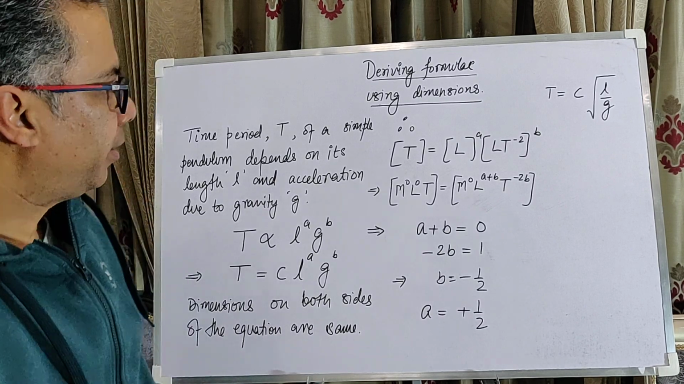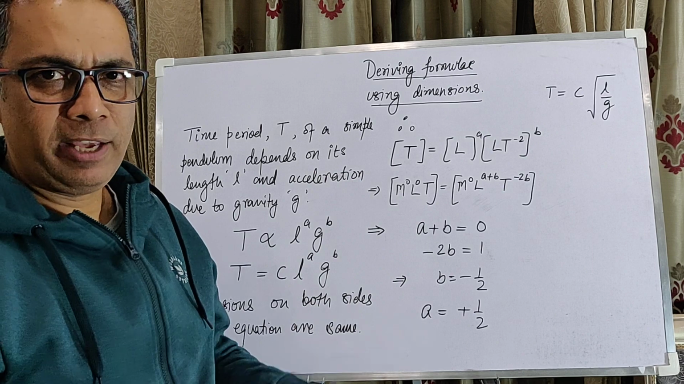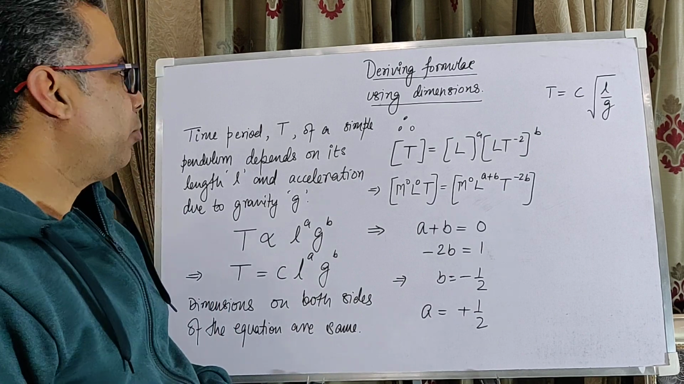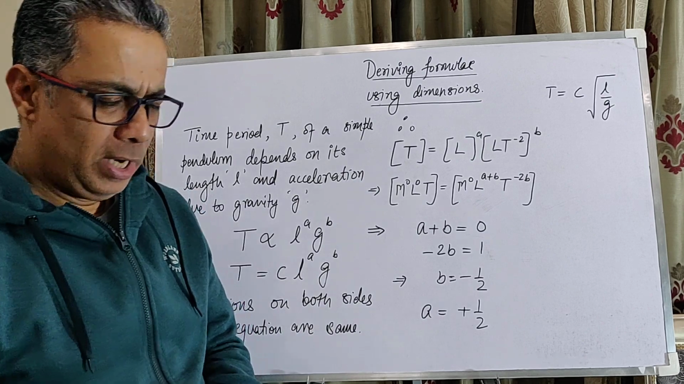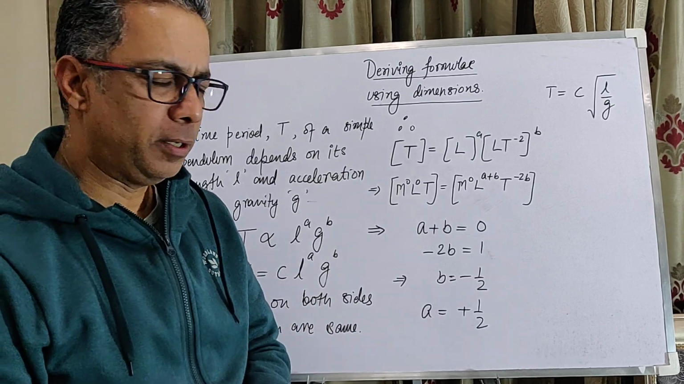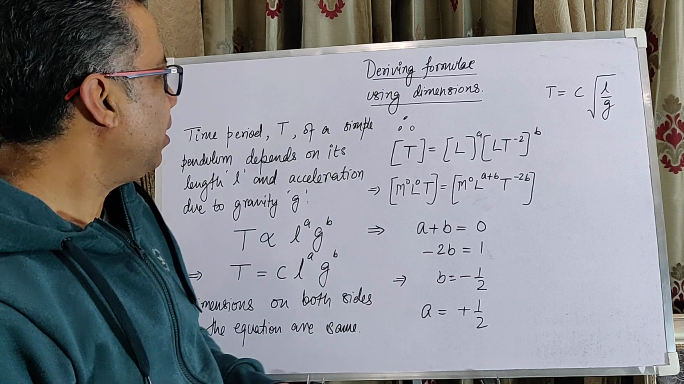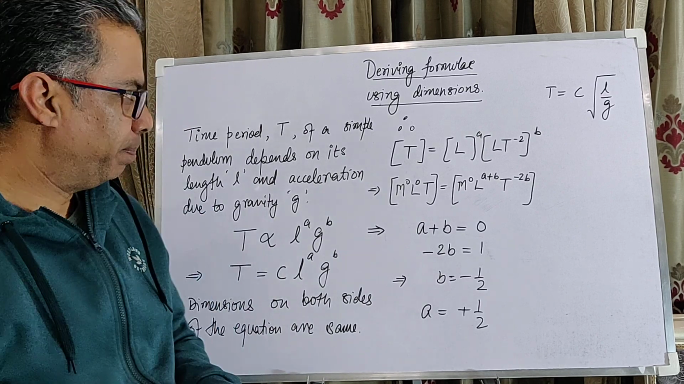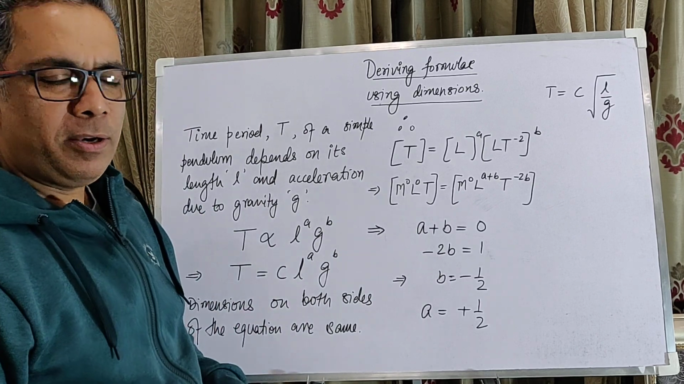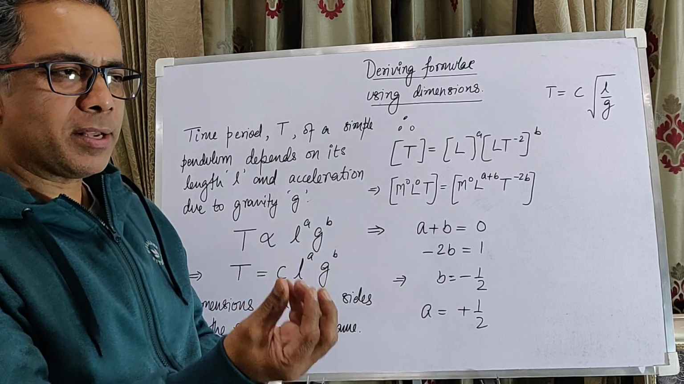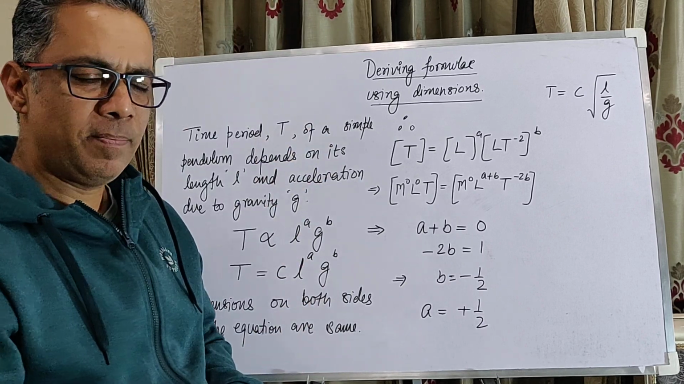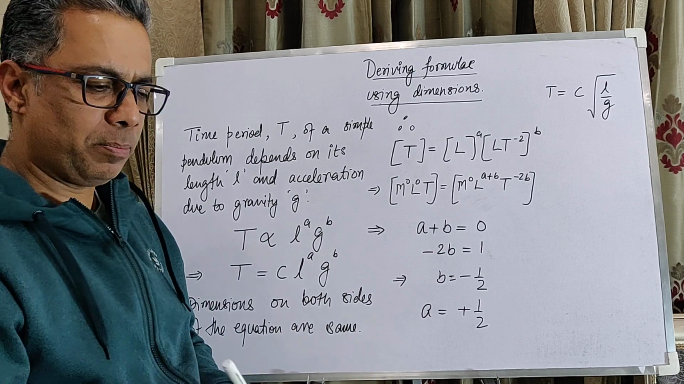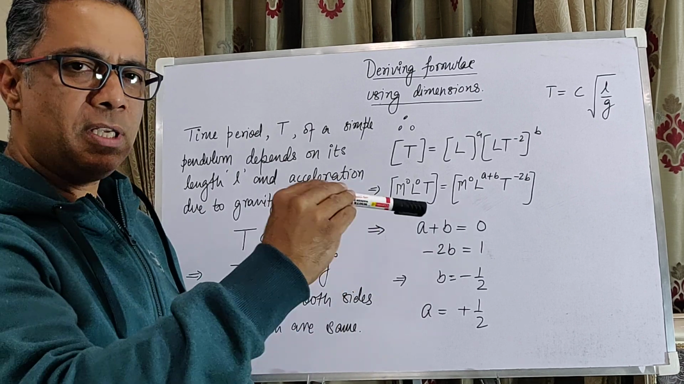We'll be learning here how to derive formulae, physical formulae, using the method of dimensions. Now we'll learn this using a simple example of a simple pendulum. A simple pendulum is a small mass suspended using a thread from a point and then given a little horizontal push, and then it starts to oscillate.